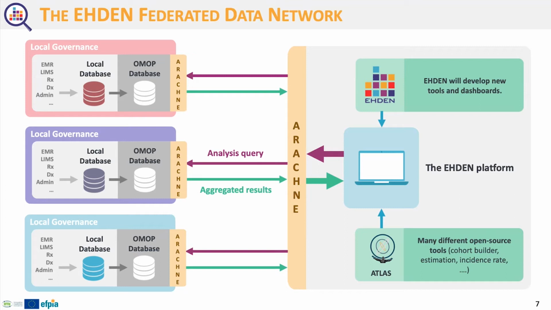Even though the individual sites are not physically connected to a central platform, information can be shared through the EHDEN portal, and this is a secured environment that is only accessible to data partners. In EHDEN, a tool called Atlas is used, which is already available as part of OMOP. It can be used to define virtual cohorts using combinations of in- and exclusion criteria.